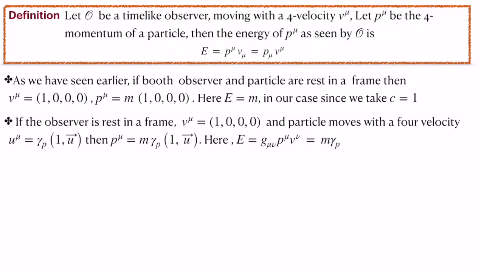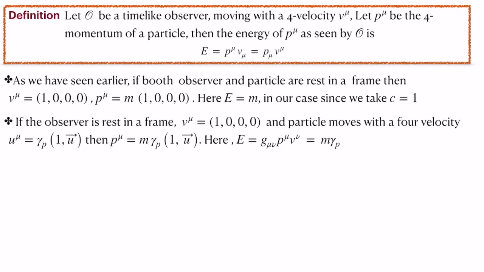Now let us consider the next case. In this case, we still consider a frame with the observer at rest. That is, the time-like observer is at rest. That means whose four velocity is given by 1, 0, 0, 0. Now the particle is moving with the four velocity u mu. That is, let's call it gamma p, meaning gamma corresponding to the particle. We have a velocity given by 1 into the spatial velocity u.